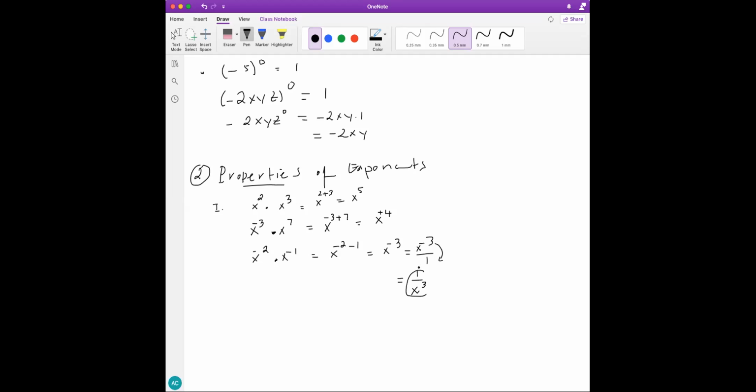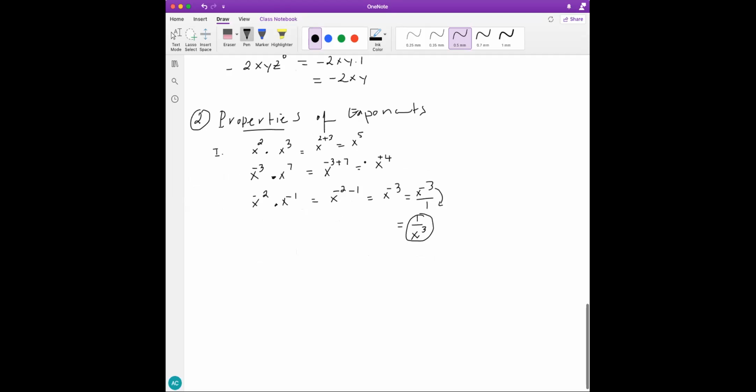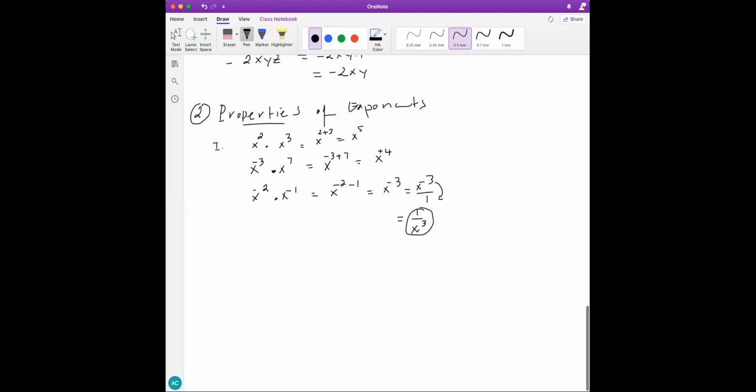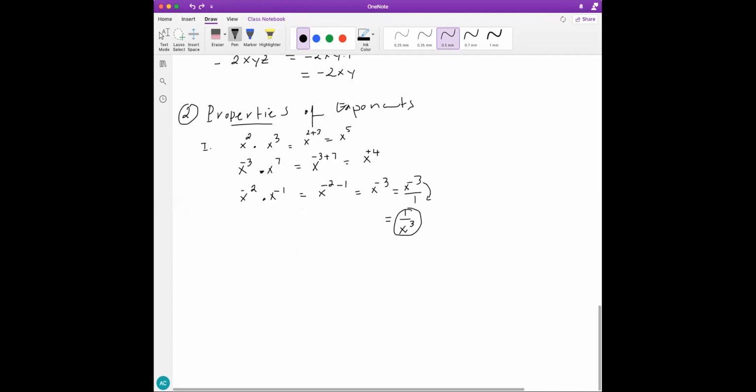So your answers should only contain positive powers. So if you have a power that's negative, just move it to the other side of the fraction. If it's here, move it down. If it's down, move it up, and it turns positive. We didn't have to do anything here because we end up with positive powers. So that's the first rule, the first property of exponents. Let's make a list of all those. We call these the rules.